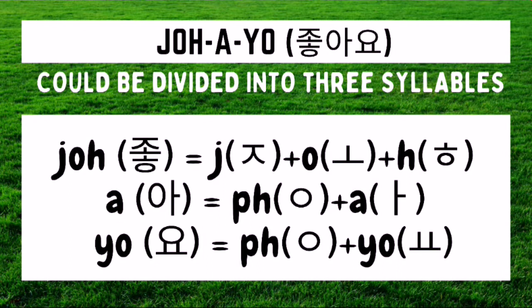How do we write JOAYO in Hangul? Let's start with the first syllable. To be able to write the syllable jo, we need to draw first a jiut character, followed by an o character, followed by a hiut character. Don't forget that it has a hiut character on its third position. The second syllable is a. To write this in Hangul, we need to draw first a no sound or a placeholder iyang, followed by an a character. For the third syllable, yo, we need to draw first another iyang character, followed by a yo character. And then we just have to combine the Hangul for each of these syllables to form the Hangul of the word JOAYO.